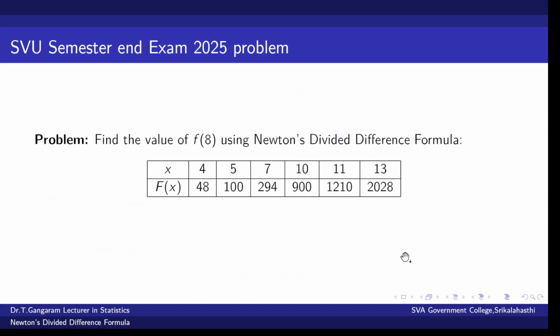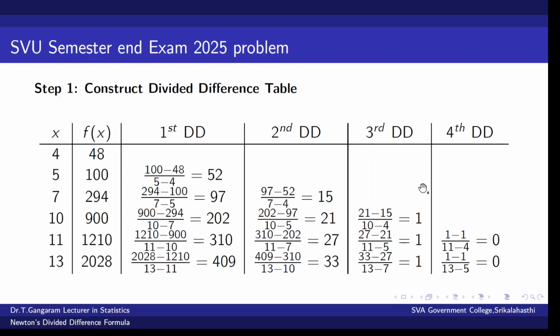And in the SV University fourth semester end examination conducted during April 2025, problem 12a is: find the value of f of 8 using Newton's divided difference formula. Here the x values are 4, 5, 7, 10, 11, 13. These are not equidistant values; h is not the same for all values. Take the f of x values and construct a divided difference table with x arguments and f of x arguments. These are the first order divided differences, second order divided differences, third order divided differences, fourth order divided differences.